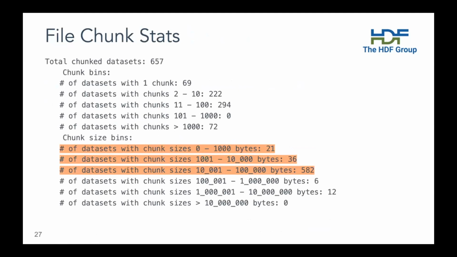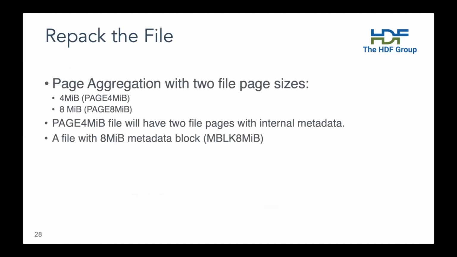So this is a typical file that comes out of the NASA Earth Science Data Processing System. If you do the stats on chunks, you see that 582 out of 657 chunked data sets in this file are between 10 and 100 kilobytes per chunk. There are 36 less than 10 kilobytes, and there are 21 just below 1 kilobyte. That's death as far as cloud-optimized data access. And so that file should definitely be rechunked or produced with bigger chunks, obviously.